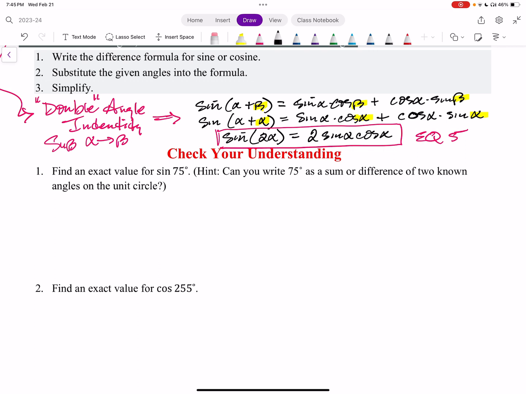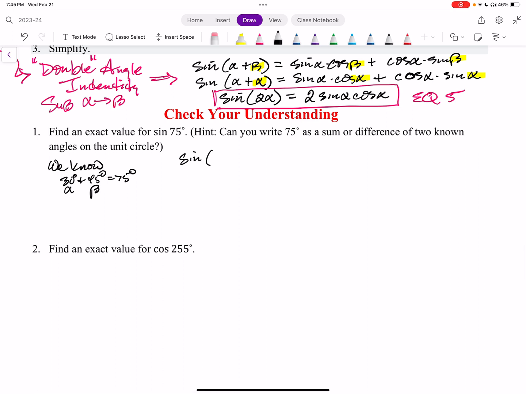All right. And so if you're thinking 30 and 45, you got it. Okay. So here we know that 30 degrees plus 45 degrees is equal to 75 degrees. So the first angle is alpha and the next one's beta. So here we go. Let's expand it. Excuse me. So I'm going to take my main identity up there at the top of the screen, and I'm going to substitute 30 degrees in for alpha and 45 for beta. So the sine of 30 degrees plus 45 degrees is equal to the sine of the first angle, 30 degrees, times the cosine of the second angle, 45 degrees, plus cosine of the first times sine of the second.